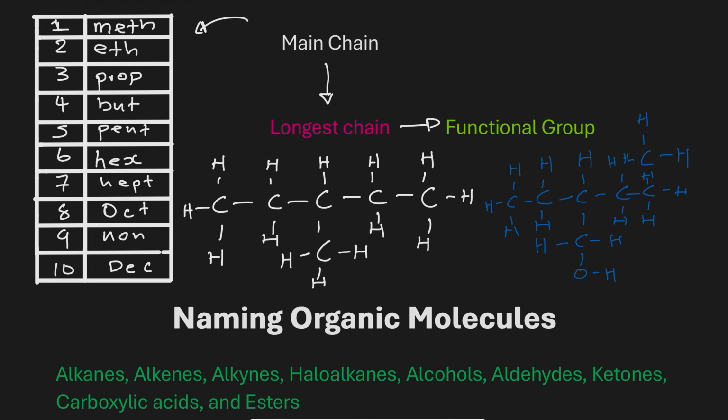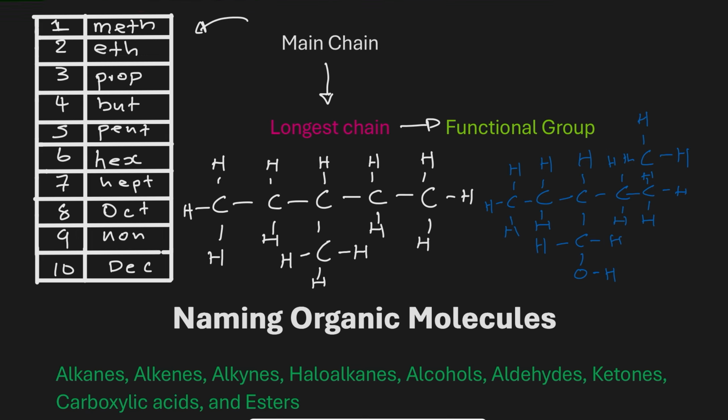If you have 6, it's going to be hex. 7 is going to be hept. 8 is going to be oct. 9 is going to be non. And then 10 is going to be dec. So you need to be able to memorize the following names for the numbers of carbons.